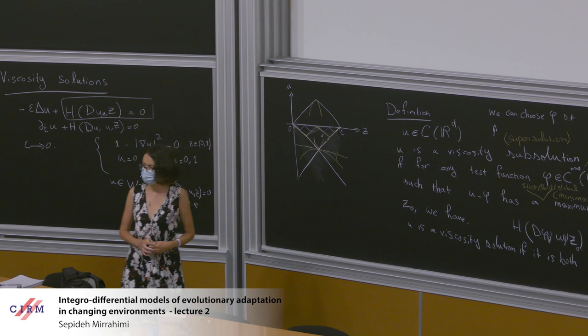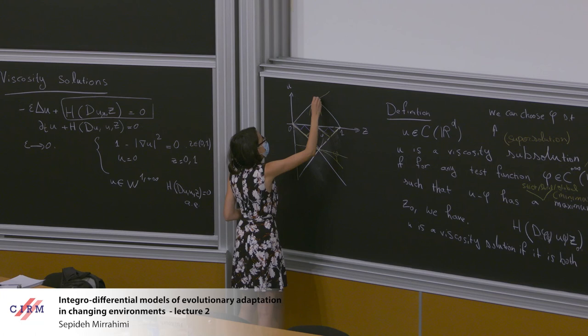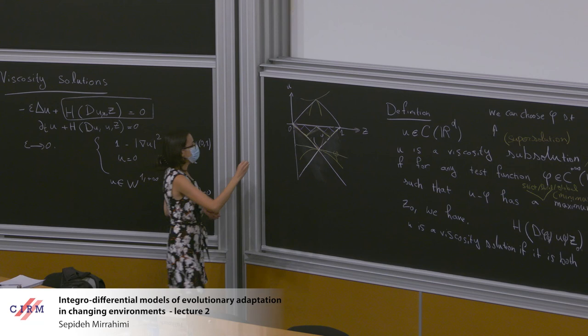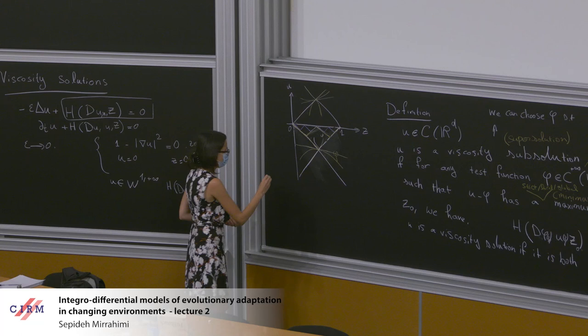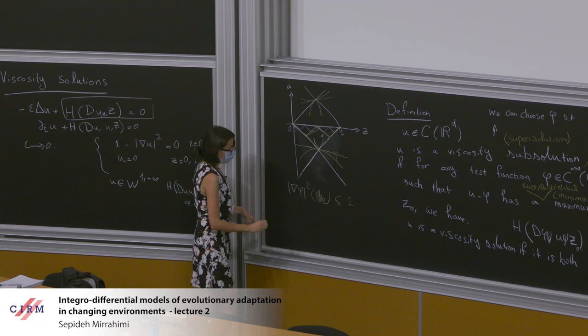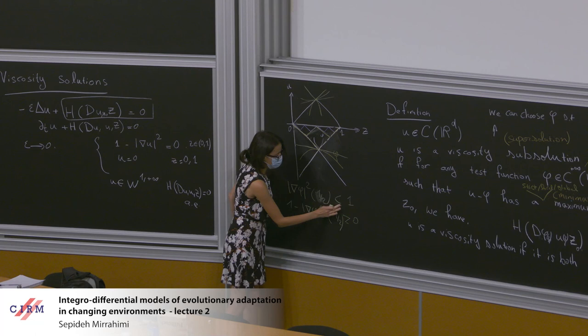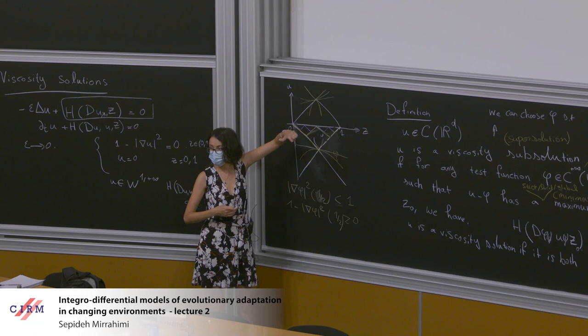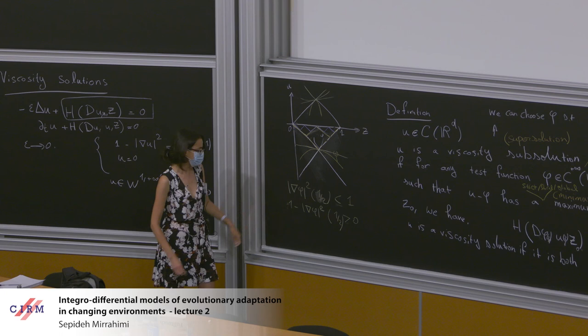But now, why isn't it a viscosity subsolution? To see that, we have to put a function phi above this function. And for the same reason, the tangent line is between these two lines. So the gradient of phi at the point 1/2 is less than 1, and we have minus gradient of phi squared is greater than 0. Of course, if it is equal to 1, it is not a problem, but we choose a test function whose derivative is strictly less than 1. And this will give this inequality, which has the opposite sign to what we are looking for. So this is not a viscosity subsolution.